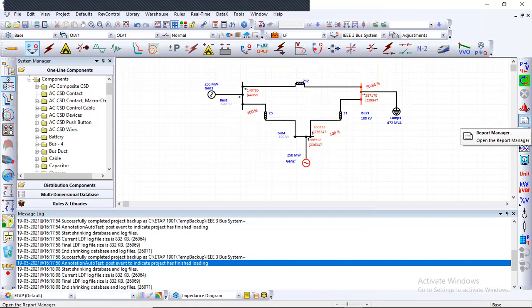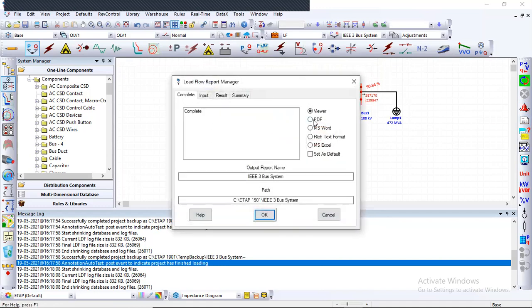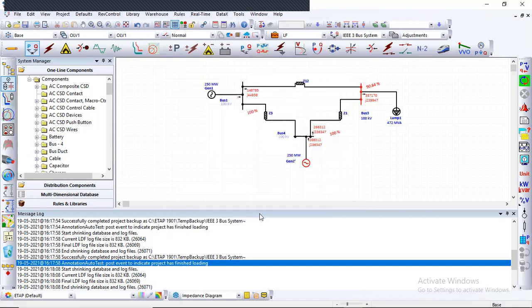Okay, this is one important thing: the report, which you need for the particular aspect. You can create a report in the form of a viewer, PDF, MS Word, or MS Excel. You need to generate it for the IEEE bus system. Input can also be provided, and results, report and summary can be created. We are interested in the PDF form of this report, so we need to create it, and the report should be created after this option.